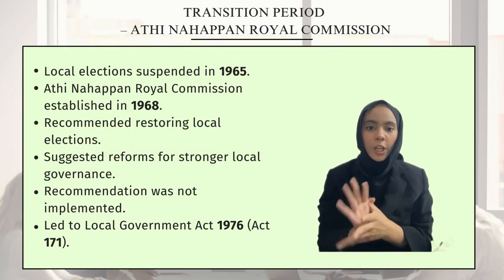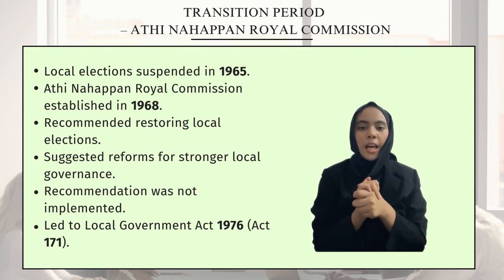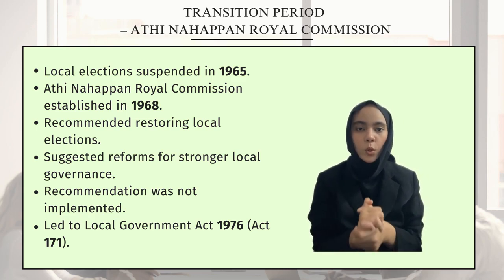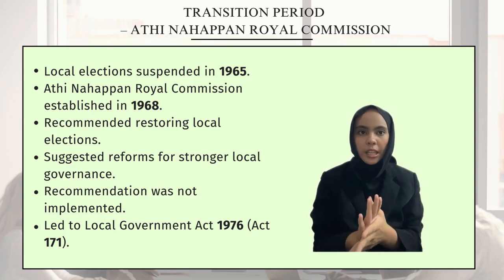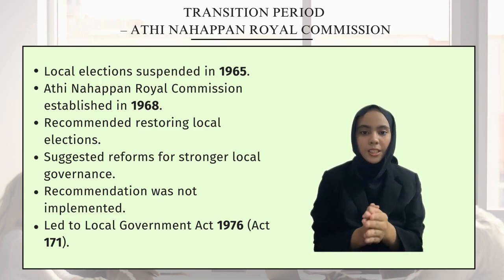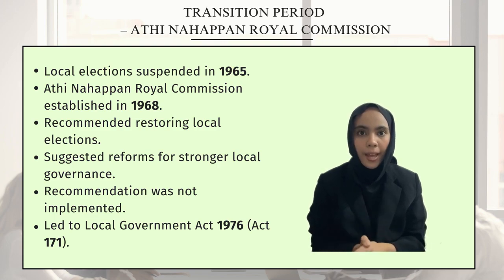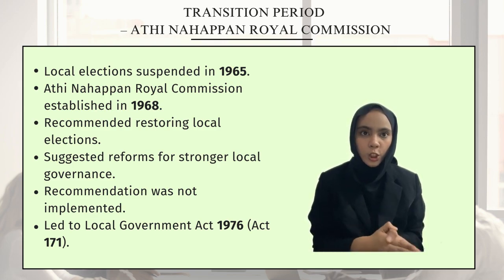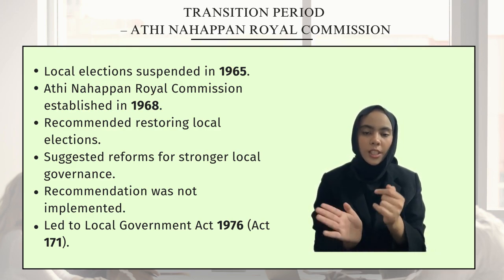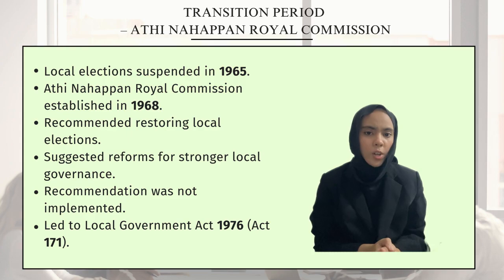Next, let us look at the transition period that changed the Malaysian local government representation system. In 1965, local elections were suspended by the government. As a result, the Athi Nahappan Royal Commission was established in 1968 to study and review the local government system. The commission recommended the restoration of local elections and proposed several reforms to strengthen local governance and increase public participation. However, these recommendations were not implemented. Instead, Malaysia continued moving towards an appointed system of representation.